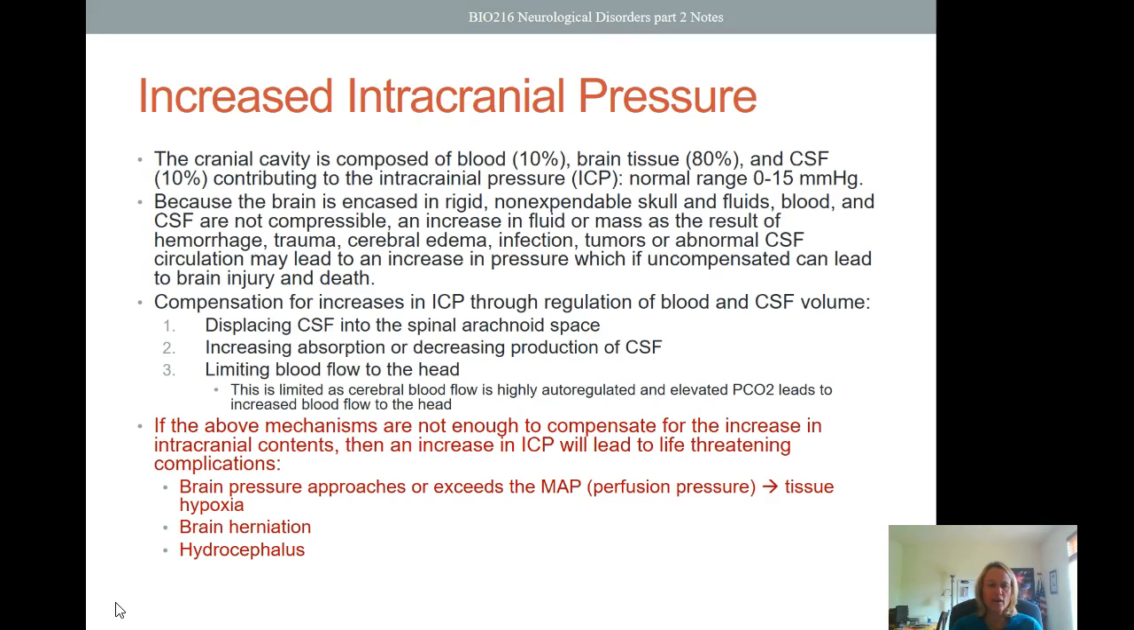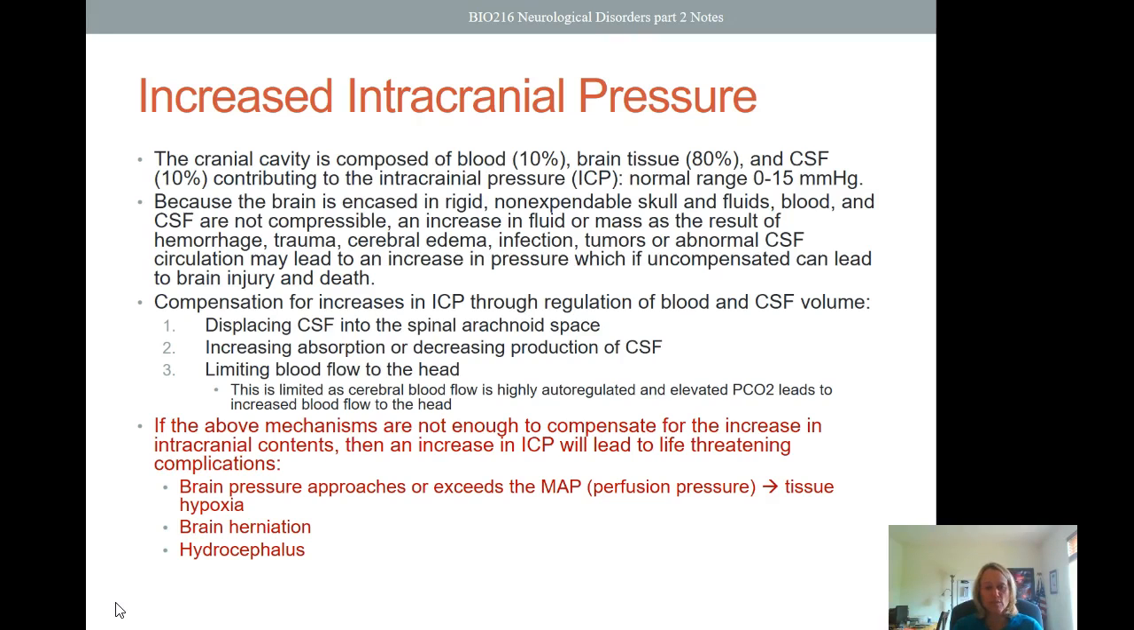So how does the brain compensate for increases in intracranial pressure? And this is through the regulation of blood and cerebral spinal fluid volume. First, we can displace cerebral spinal fluid into the spinal arachnoid space, so from the brain ventricles down to the spinal arachnoid space. Two, we could increase absorption or decrease production of cerebral spinal fluid, so produce less and absorb more. And number 3, we can limit the blood flow to the head.